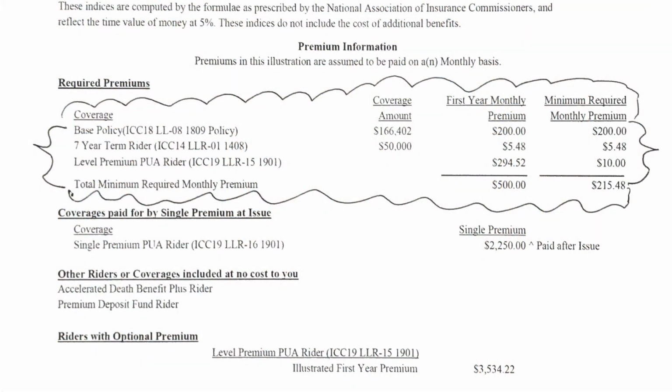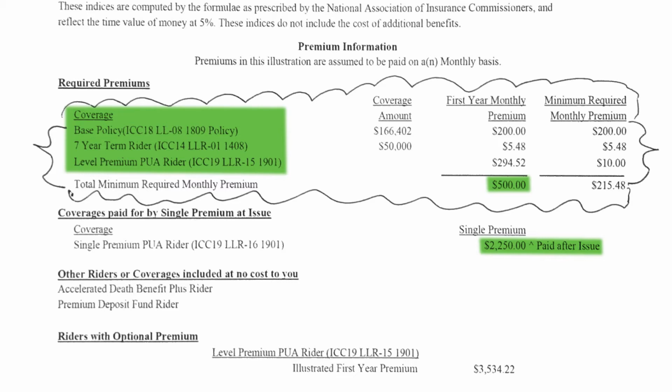So for this one, for instance, this individual is putting in $500 a month, and they're going to do a first year dump in of $22.50. I'm going to look here underneath my premium information. You can see that there's base policy, 7-year term rider, and level premium PUA rider. Again, PUA stands for paid up additions. You can see that the coverage amount is the same thing as death benefit, same thing as face amount. All of those terms mean the same thing.